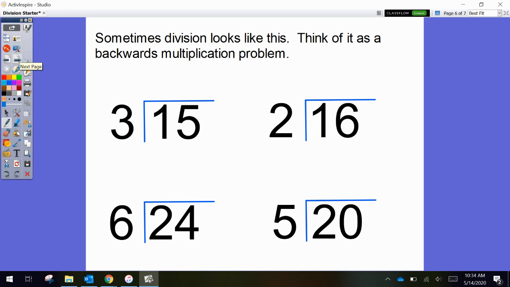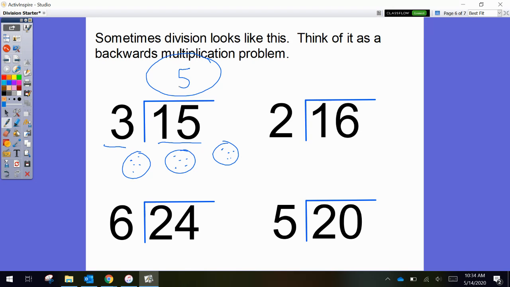Now, what this is asking is how many groups of 3 are in 15? All right, we're trying to solve for the answer. How many groups of 3 is 15? Now, you could draw your circles. We could draw our 3 circles here and then count to 15. 1, 2, 3, 4, 5, 6, 7, 8, 9, 10, 11, 12, 13, 14, 15, and say how many is in each group? 5. Well, we could also say 3 times 5 equals 15.